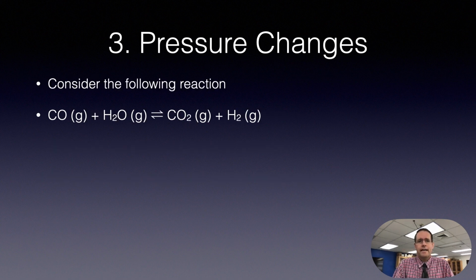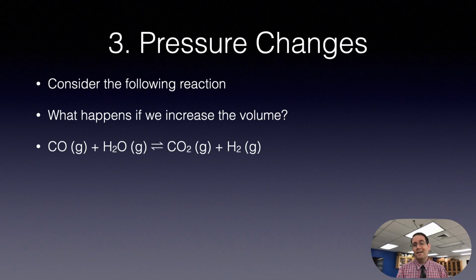So let's look at a chemical reaction. We've got carbon monoxide and water vapor reacting to form carbon dioxide and hydrogen gas. And so we want to ask what happens if we increase the volume. We know that's going to change the pressure in some way. We'll try to think about that later, but what happens?